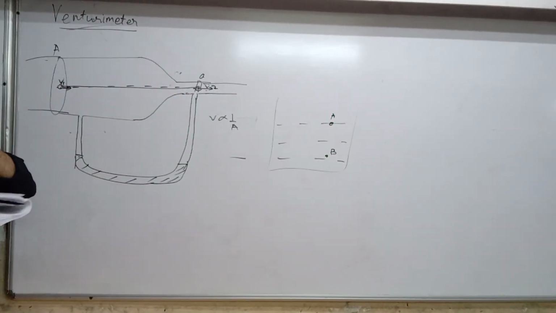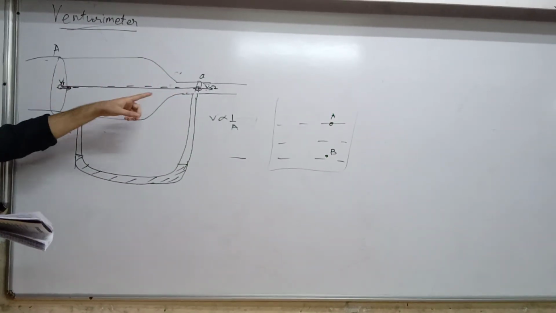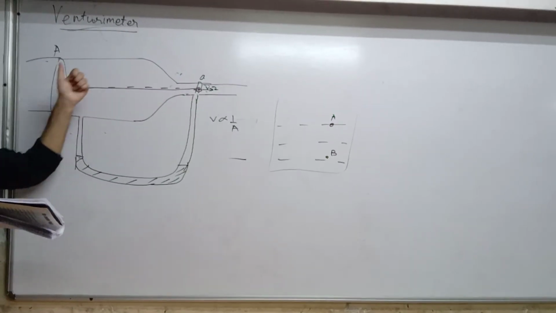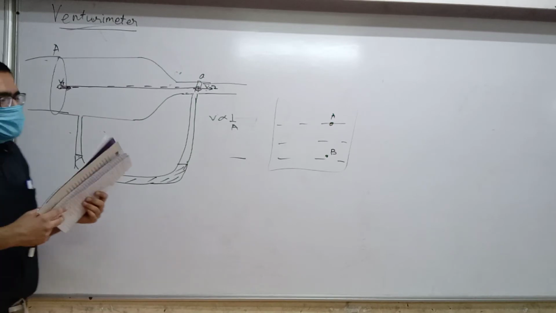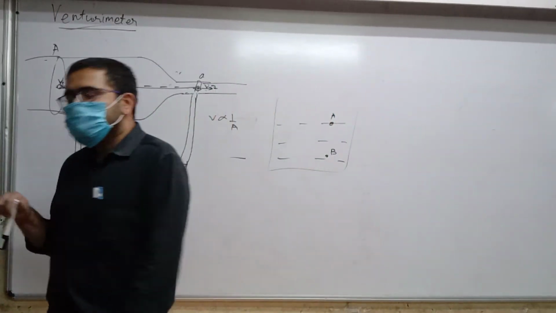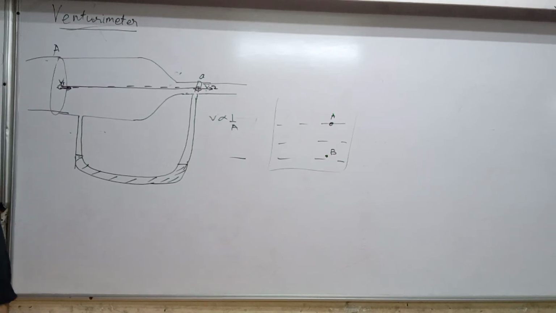Where is the fluid fast? V2. So here the pressure is less. Over here the pressure is more. That is what, Sir, if the fluid is steady, that is not moving, you mean? Okay.